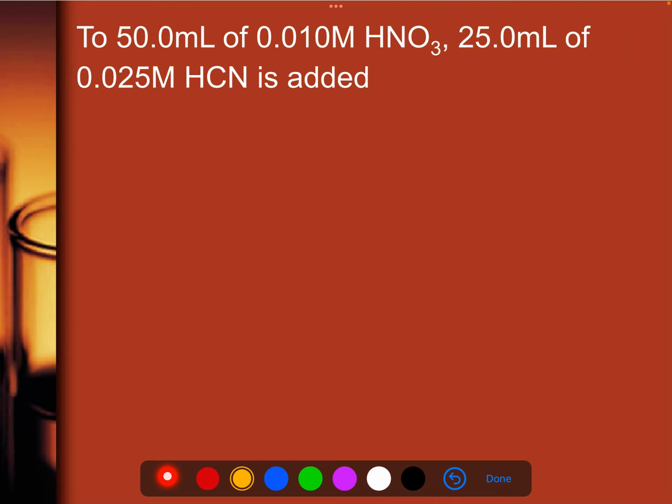Let's look at this last one. And this will give you a clue how to approach some problems you may encounter. But for this one, it says to 50 milliliters of 0.010 molar nitric acid, 25 milliliters of 0.025 molar hydrocyanic acid is added. So looking at this, our nitric acid is a strong acid. Hydrocyanic acid is not on our list of strong acids, so this is a weak acid.